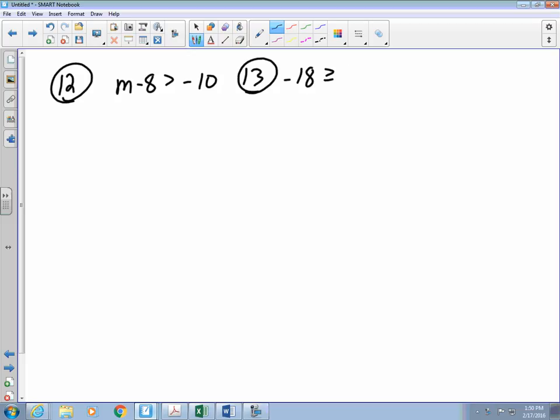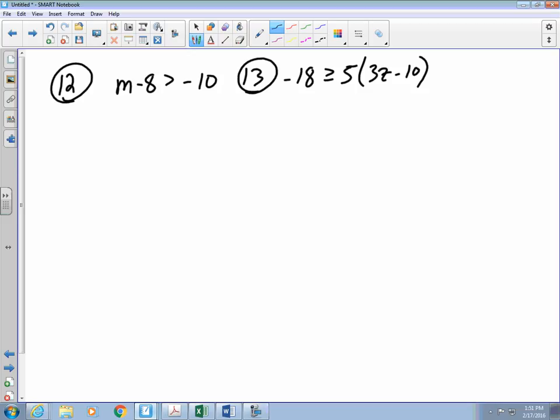I guess another thing that would be new is, to graph it, if you have an equal to, like I have right here for number 13, you would have a closed circle. And if you have an open circle, like number 12, you would have an open circle on the number line. So let's just solve these two here real quick. Now these are similar to the concepts on your SLO.